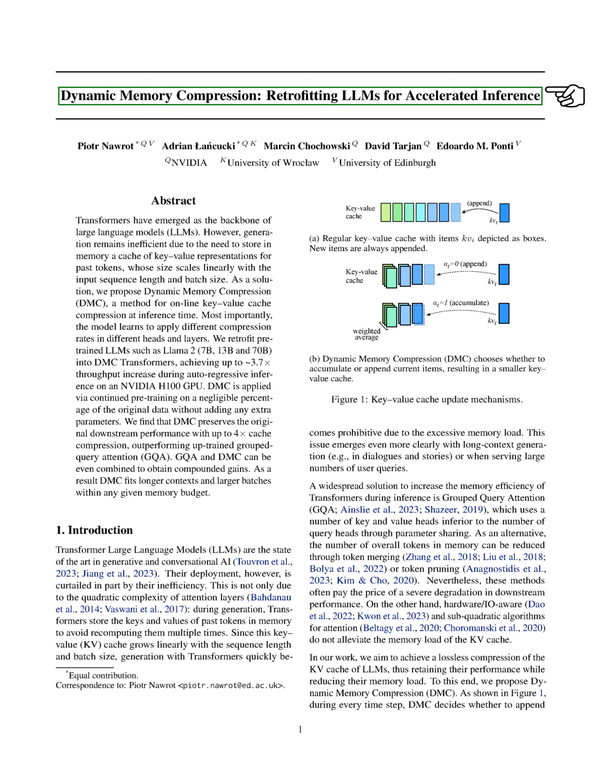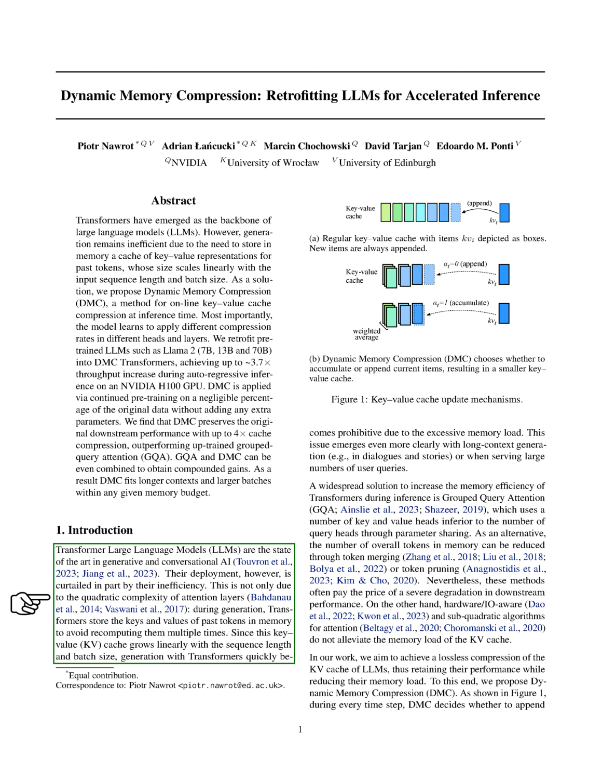Section: Introduction. In this section, we will discuss Transformer Large Language Models, LLMs, and their challenges. Transformer LLMs are advanced in generative and conversational AI. However, their efficiency is limited due to the quadratic complexity of attention layers. During generation, transformers store past tokens, keys, and values in memory to avoid recomputing them multiple times.